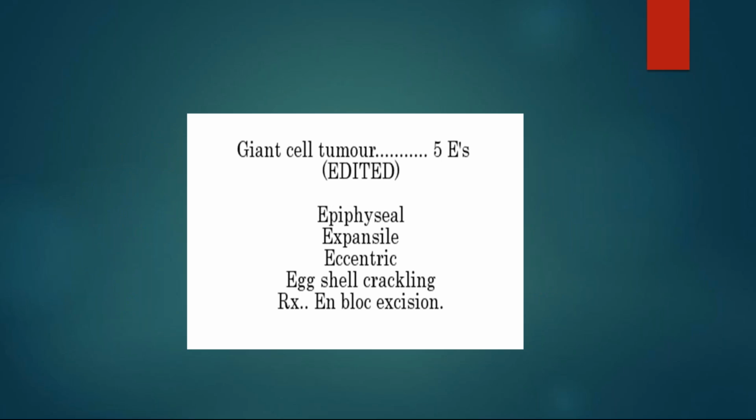And finally, this one is important for your PG also. Like giant cell tumor, the mnemonic you can remember is 5 E's. These are epiphyseal, meaning epiphyseal in location, and it's an expansive tumor. In X-ray, you can see eccentric location of the tumor. On palpation, there is eggshell crackling. And finally, in treatment, en bloc excision is important. So this is about the giant cell tumor.